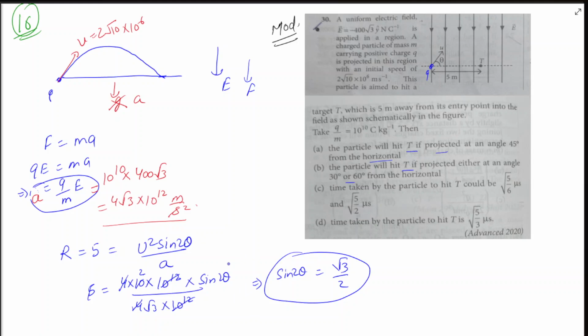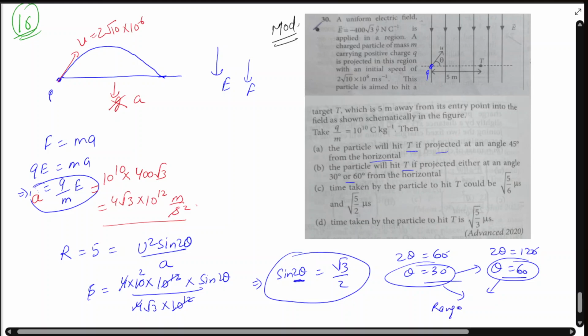Yes, and we have studied in projectile motion that because of the sine 2 theta, we will have complementary angles for which the same range is possible, but time will be different, right? So just write 2 theta. I can write 2 theta as 60 degree. So theta will be 30 degree. And we will have another theta. Why? Because we can write 2 theta as 120 also, right? So theta turns out to be 60 degree. For these two angles, the range will be same.